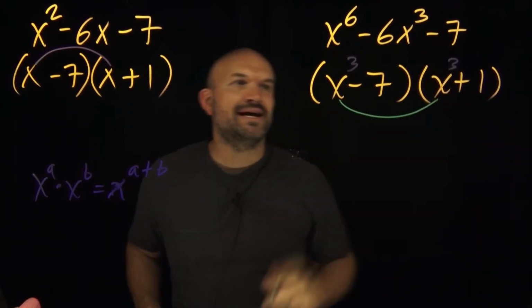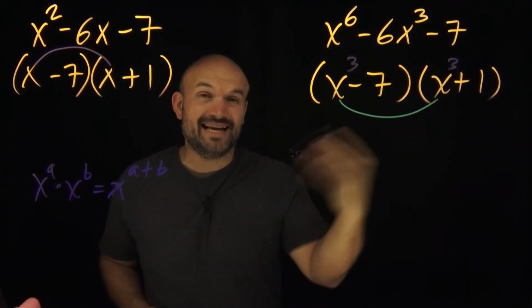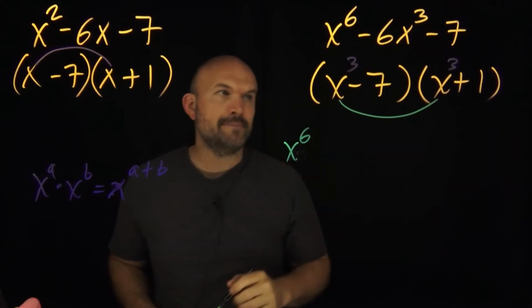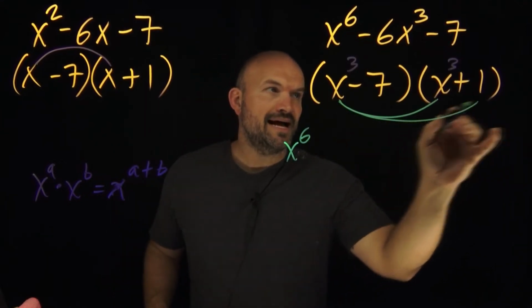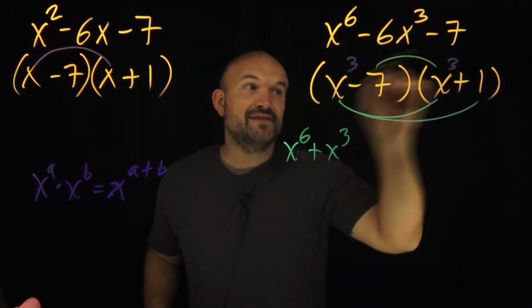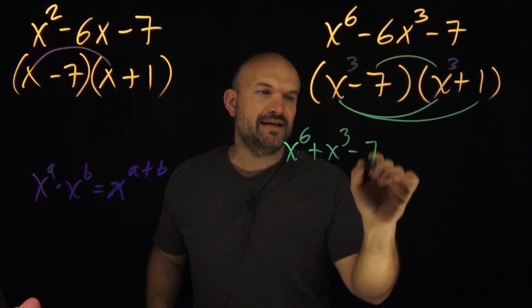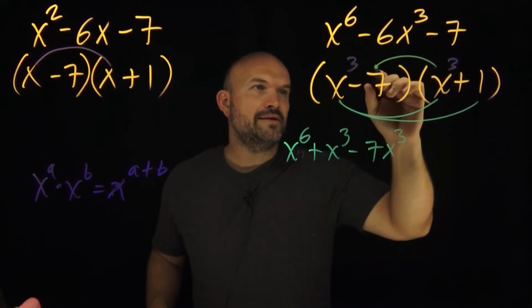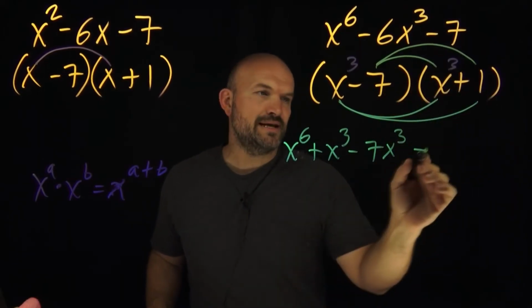So if I was to multiply an x cubed times an x cubed, that's going to give me an x to the 6th, right? Add the powers. OK, now let's go and multiply here. x times 1 is going to give me an x cubed. A -7 times x cubed is going to give me a -7x cubed. And then we have a -7 times a +1, which is going to be a -7.